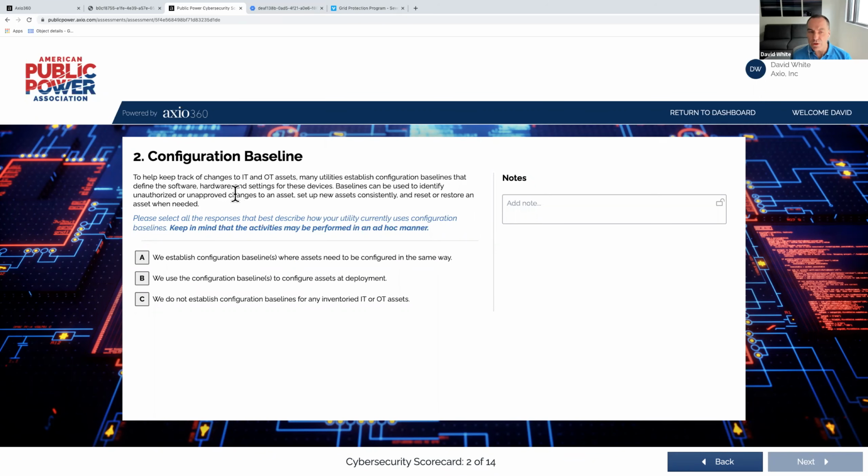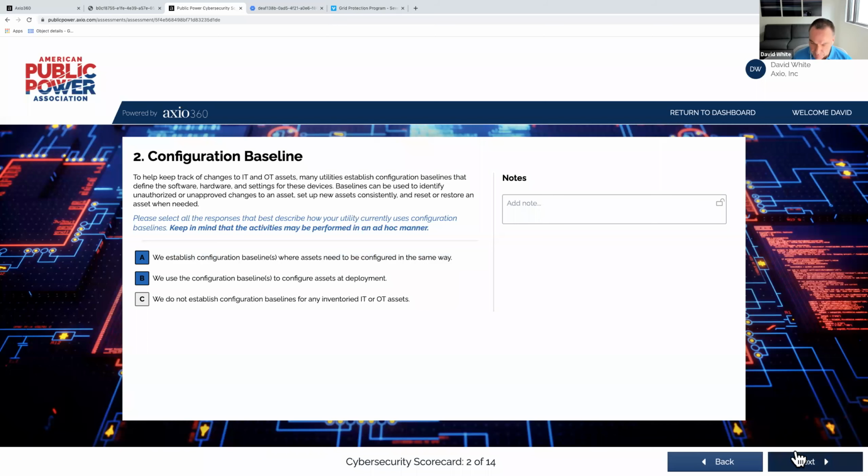So the second question is on configuration baselines. This is about establishing a baseline, or a common way that assets are configured before you put them into service in your utility. So I'm going to say that we do this and that we use it to configure assets at deployment. So we've defined a baseline because we want assets to be configured in the same way. And we do use those baselines to configure assets at deployment. Remember, you can take notes here as well.